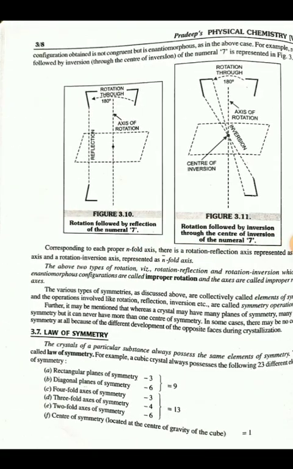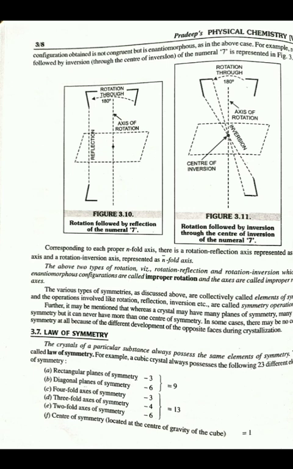The new configuration obtained is not congruent but is enantiomorphous as in the above case. For example, rotation followed by inversion through the center of inversion of the numeral 7 is represented in figure. Corresponding to each proper n-fold axis, there is a rotation reflection axis and a rotation inversion axis. The above two types of rotation, via rotation reflection and rotation inversion, which give enantiomorphous configurations, are called improper rotation, and the axes are called improper rotation axis.